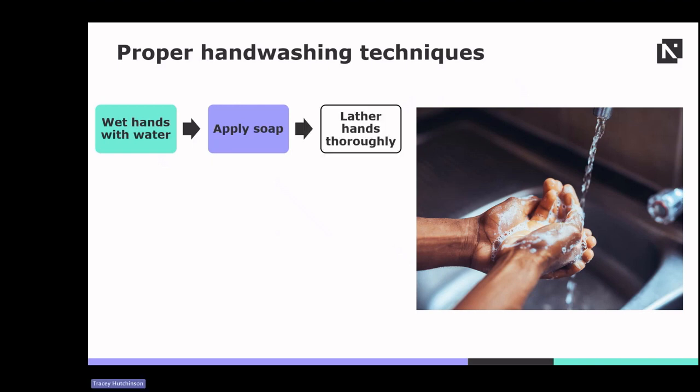Thirdly, lather hands thoroughly. Rub your hands together vigorously to create a soapy lather. Ensure that you cover all surfaces of your hands, including the backs of your hands, between your fingers and under your nails.